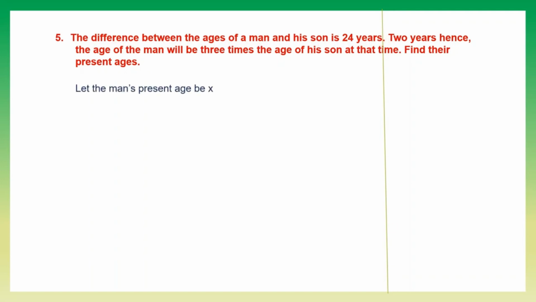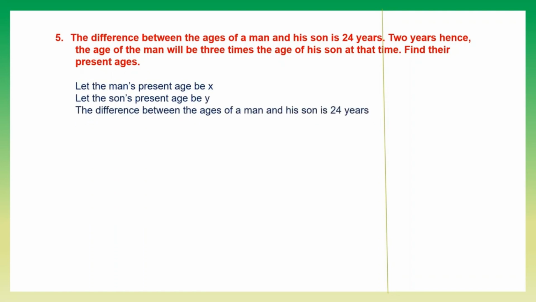So let the man's present age be x and the son's present age be y. The difference between the ages of a man and his son is 24 years. So how do we write that? The man is x, isn't it? He's the older one. So x minus y, because the difference between the man's age and the son's age, that is x minus y, is 24.